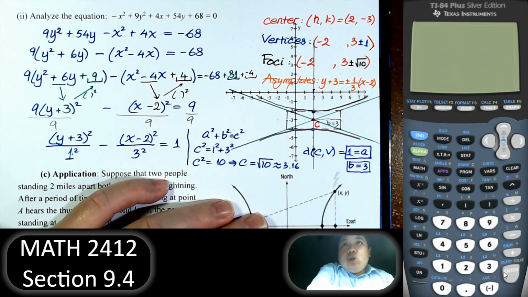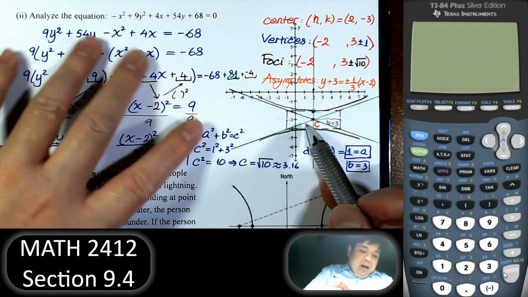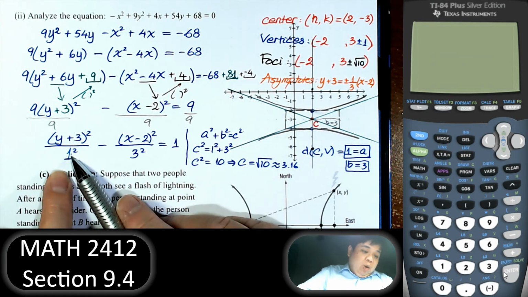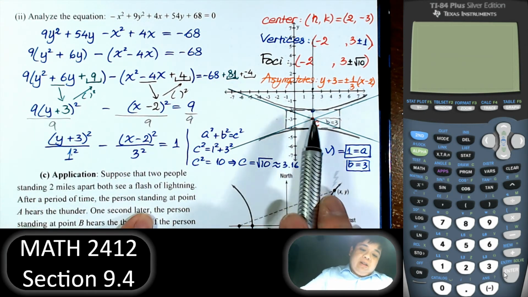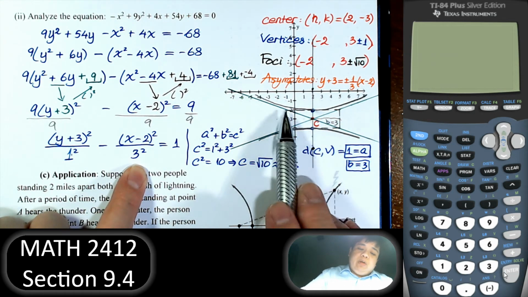Yeah. So just like that. We have to get to the center first, (2, -3). Do the completing the square from that. And then when we have the equation, the 1 under the y, so 1 up, 1 down, the 3 under the x, 3 left, 3 right, draw a box.